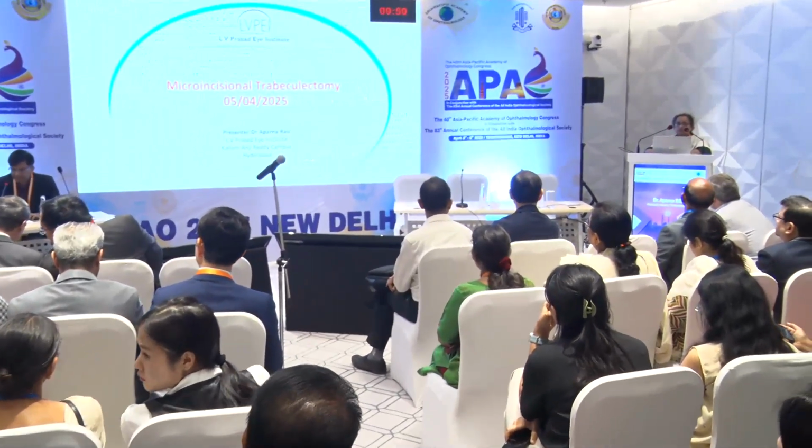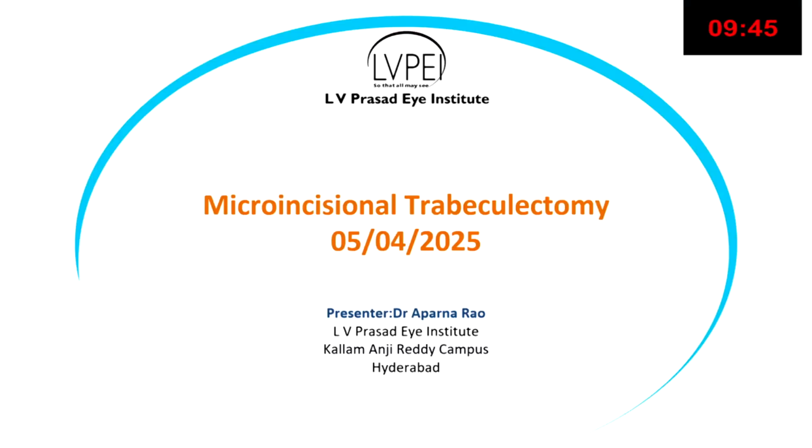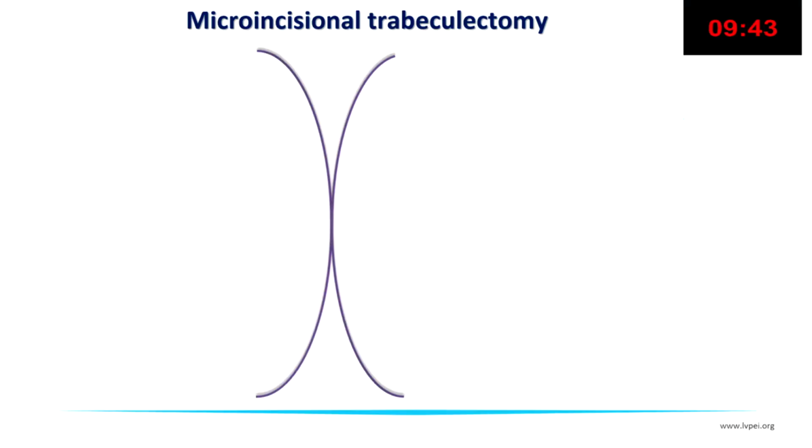Hi everyone. So this is a form of ab interno trabeculectomy, and this is a technique that most of us will be able to do because the technique is very similar to the external trabeculectomy that we do, only with the difference that you can do it from inside as you do for any MIGS.